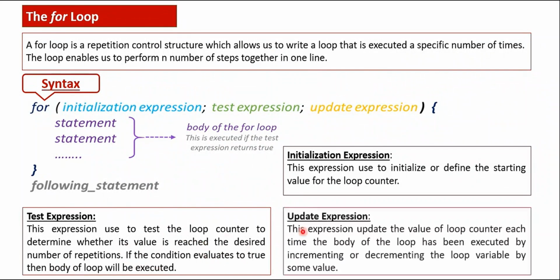Next is the update expression. This expression updates the value of the loop counter each time the body of the loop has been executed, by incrementing or decrementing the loop variable by some value. That means whenever the body of the loop is executed, the update expression is performed, and the update can be an increment or decrement in the loop variable.